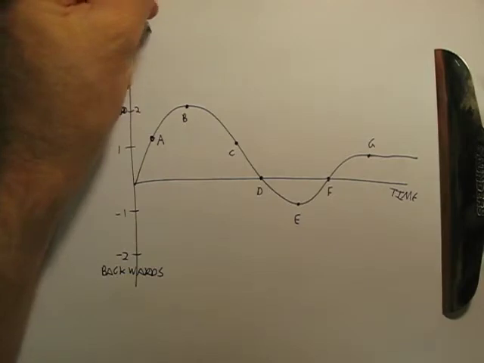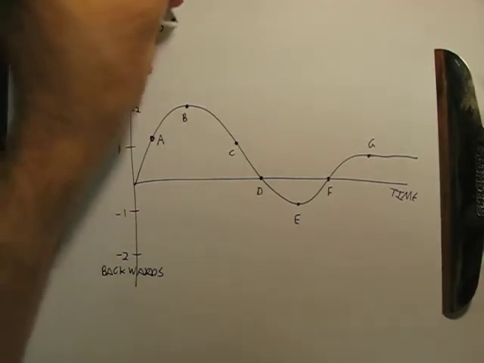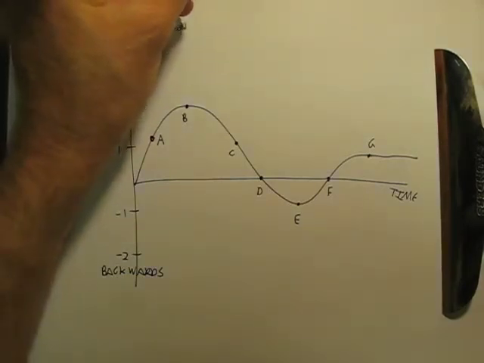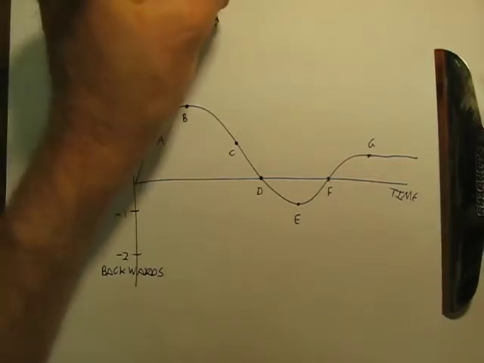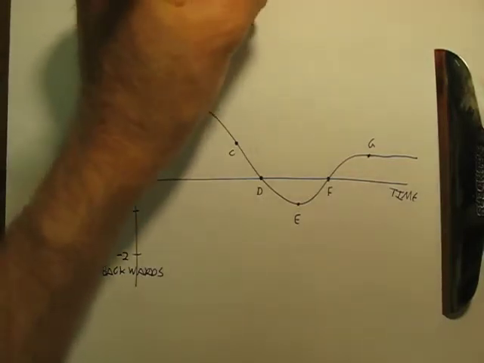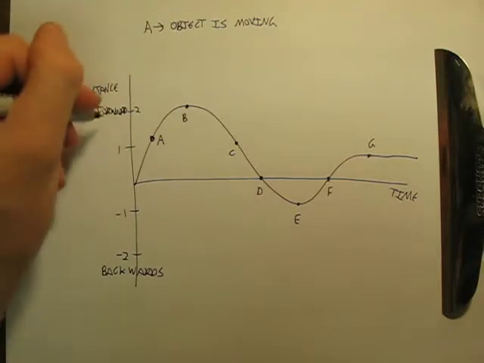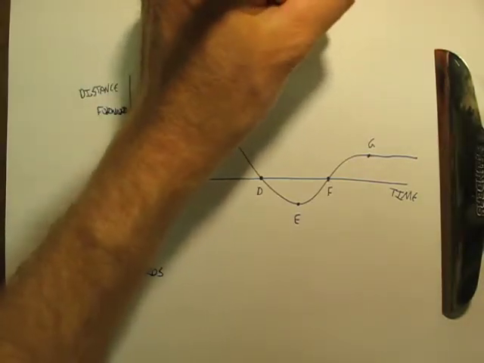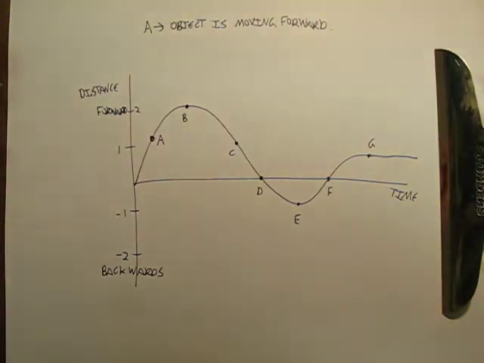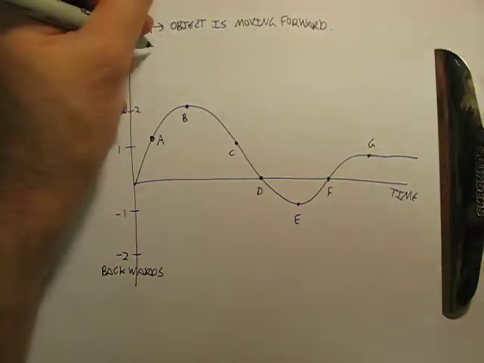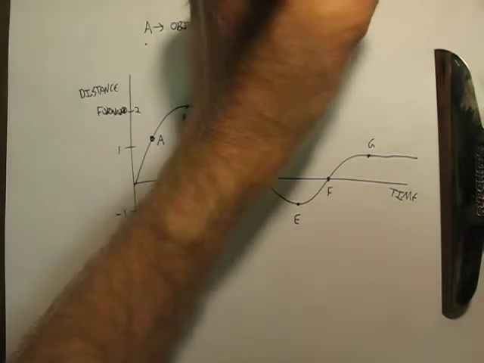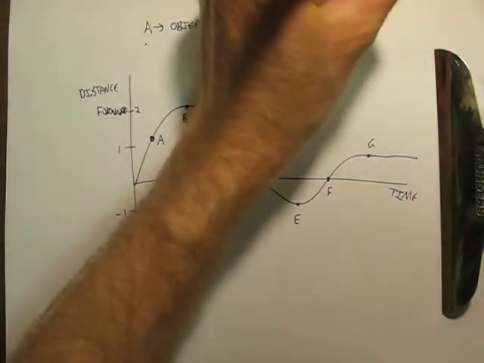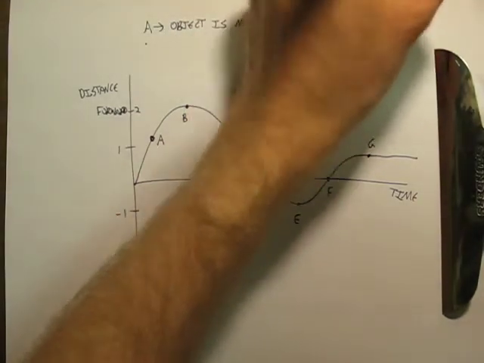Well, at point A, the object is moving forward. So, the object is moving forward, so it's got positive velocity.